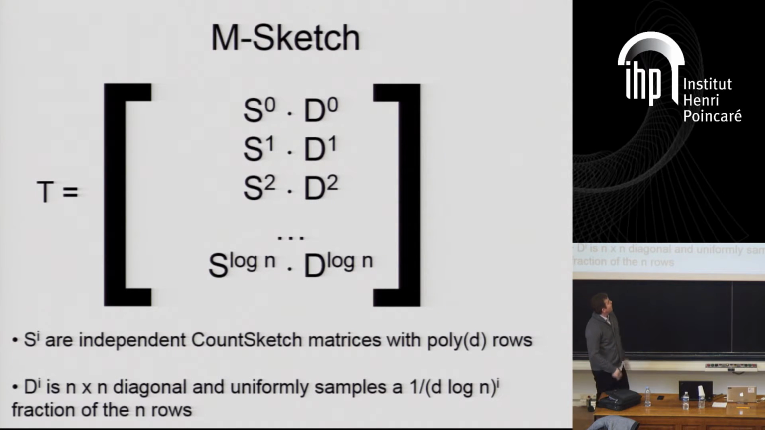I didn't really give intuition why this works, but note at the top level S0 times D0 is exactly the sketching matrix we use for least squares regression. What we're doing with these multiple levels is trying to estimate the M norm at all scales. We throw out a 1 over d log n fraction of coordinates, then throw out even more coordinates, and then apply count sketch only on the surviving coordinates. So we're really trying to capture the M norm at every scale. This is important because the M norm could behave very differently at different scales. You saw this Huber loss function where it's quadratic near the origin and then it becomes linear.